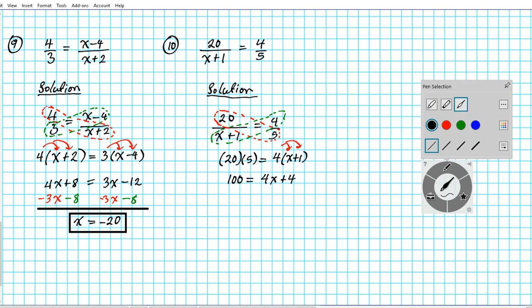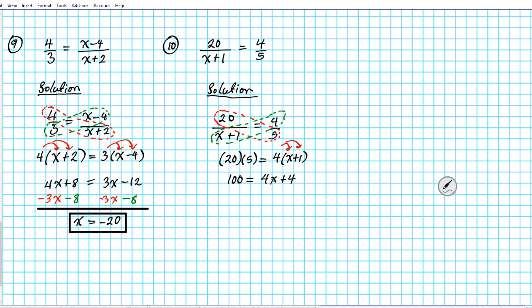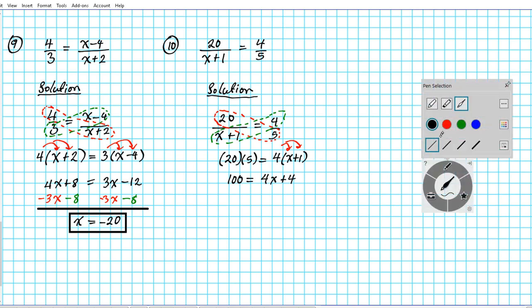Now let's go ahead and get x isolated. We need to get rid of this positive 4 and then this 4 that's been multiplied by the x. So we'll deal with it one at a time. Alright? So let's deal with the 4 first. We subtract 4 from both sides. That's the inverse of addition by 4. Okay, so that will yield 100 minus 4 is 96.